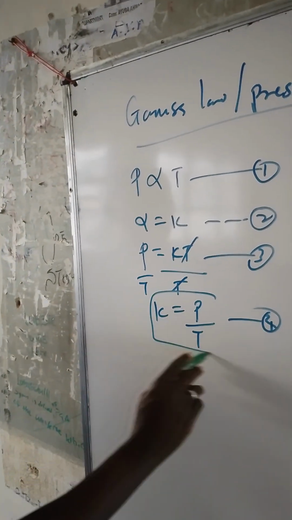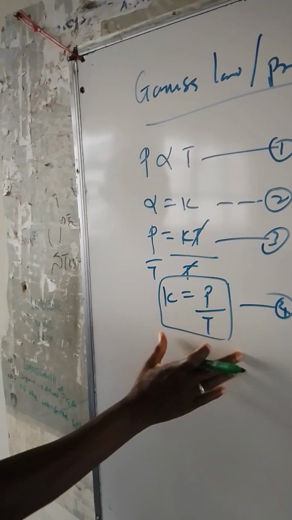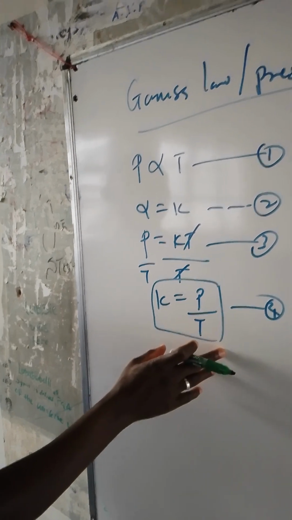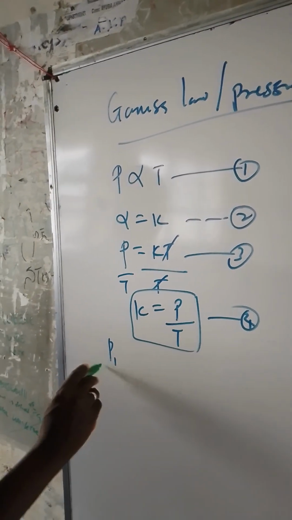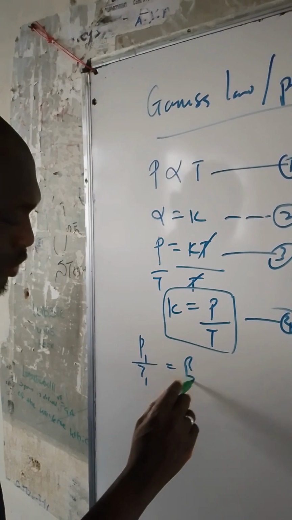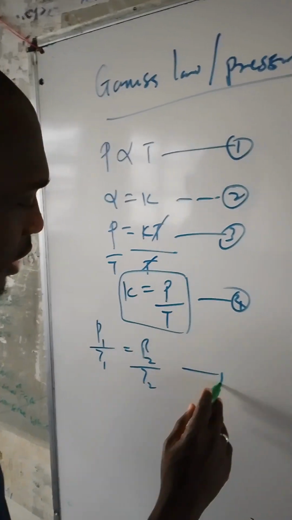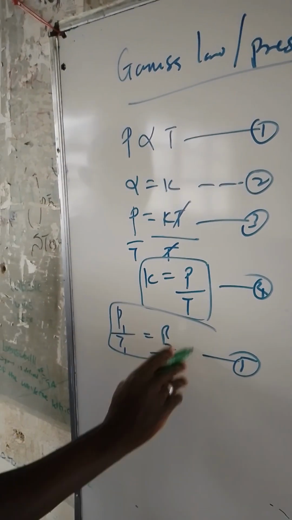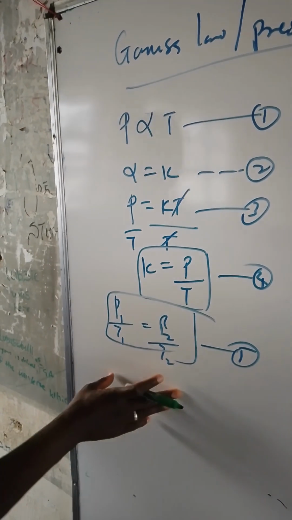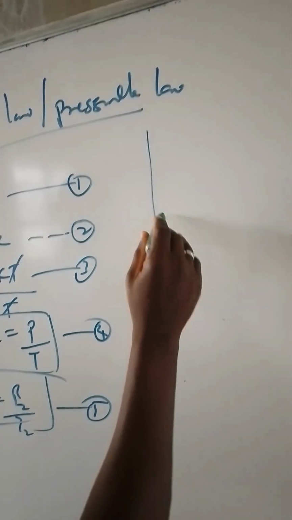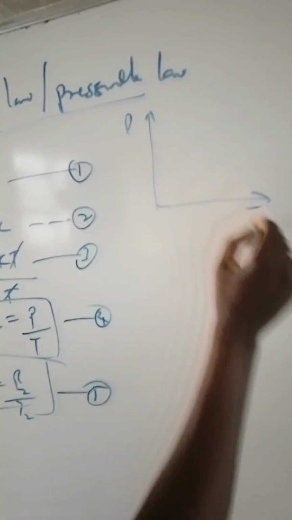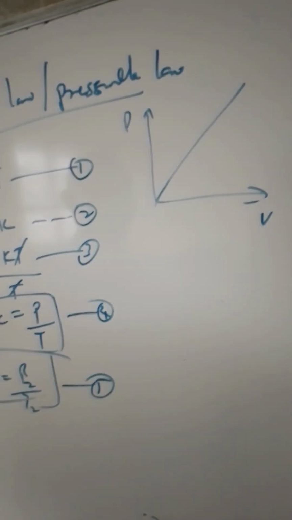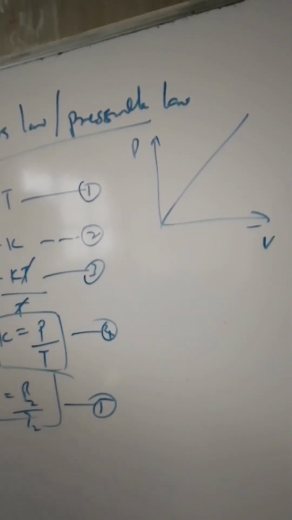Therefore, this is the formula of Gay-Lussac's law, or the pressure law, where we have P1 over T1 is equal to P2 over T2, respectively, as the case may be. And this is the formula you are going to adapt to solve problems on Gay-Lussac's law. And to do that, we are plotting P against what? T, where we have the calibration like this.